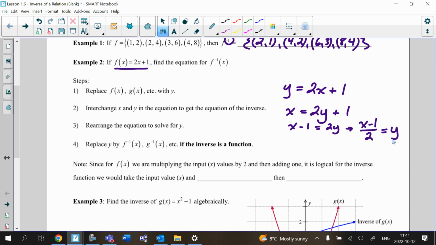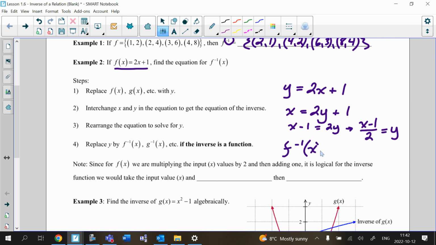Now, this is very important. If you're asked to write the inverse, you've got to use inverse notation. So you've got to use this little -1 thing, if it is a function. Well, if you graph this, it would also be a line, and any line except for a vertical is a function. So all we would do is take this and replace the y with f inverse of x equals x minus 1.